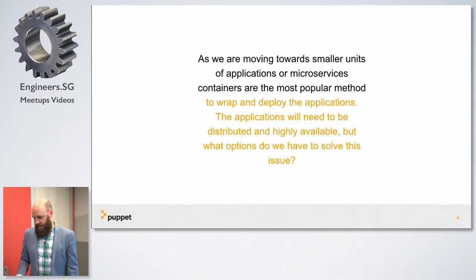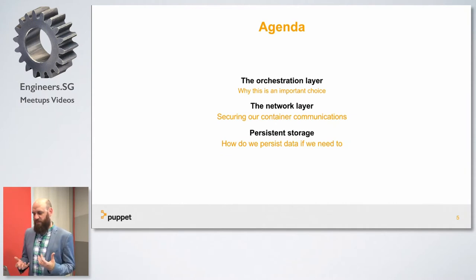First of all, we'll start talking about the orchestration layer and why that choice is so important. Then the network layer, so we have to have a look at securing communications between our microservices. And then persistent data, because not every application can be stateless. Some sort of state has to reside somewhere in applications. And if we need persistent storage with the orchestration layer, what do we have?